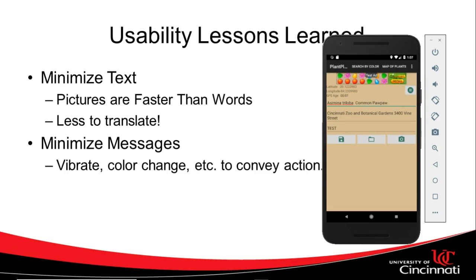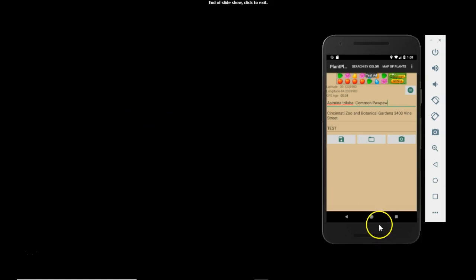And then minimize messages to the user. Don't do things like pop-ups. Instead, change the color of the screen, but also keep in mind that different users have different abilities. So you might want to change the color and vibrate the phone. If someone is visually impaired, it gives a backup. So use those visual or sound or touch clues instead of always putting text on the user. Okay, so that's a look at usability.